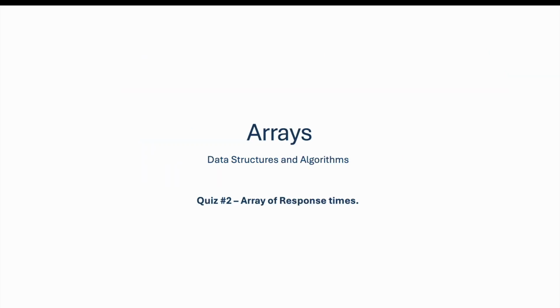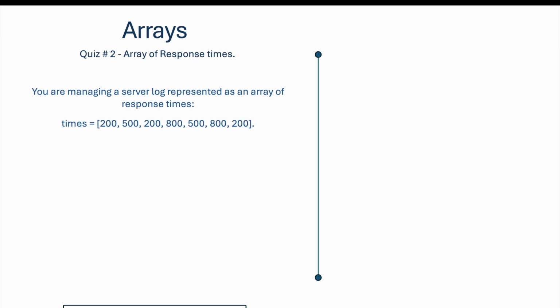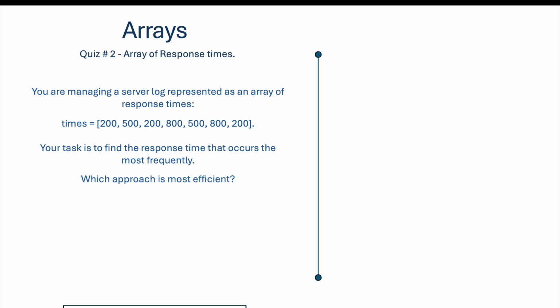Quiz 2, array of response times. You are managing a server log represented as an array of response times. So here's the array, and these are the response times. Your task is to find the response time that occurs the most frequently. If you see the array, 200 occurs 3 times, which is the most frequent.